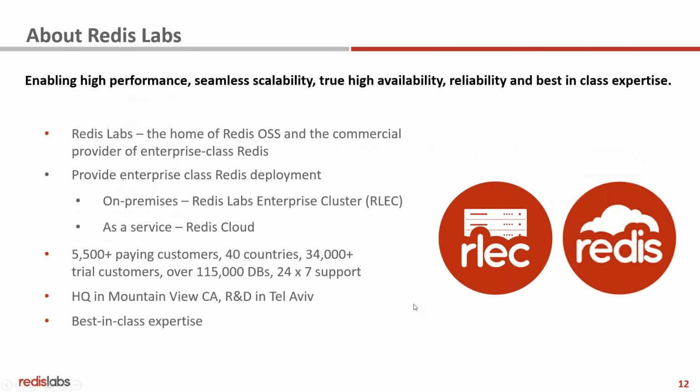So that is it. I wanted to say a few words about Redis Labs, about our company. We enable high performance, seamless scalability, and true high availability, reliability, and best-in-class expertise for Redis. We're the home of open source Redis and the commercial provider of enterprise class Redis, both on premises, which is the product that you saw, Redis Labs Enterprise Cluster, which you can, of course, install on premise, but you can also install on the cloud like I showed you on AWS. And we also provide an online service called Redis Cloud on all the different clouds.